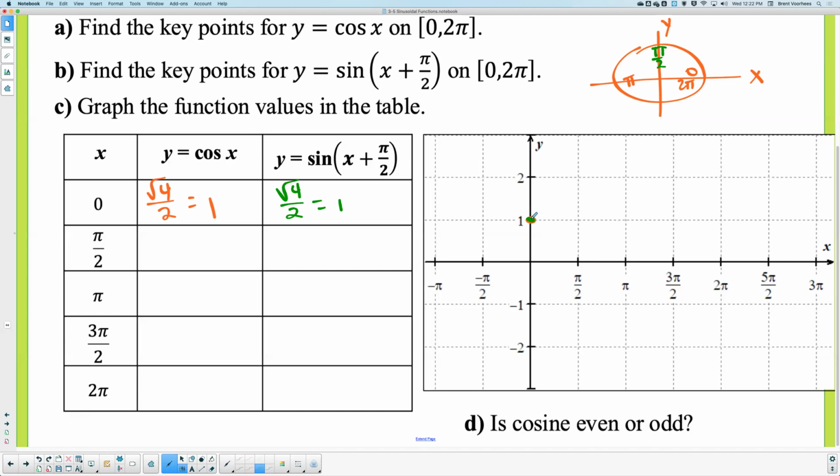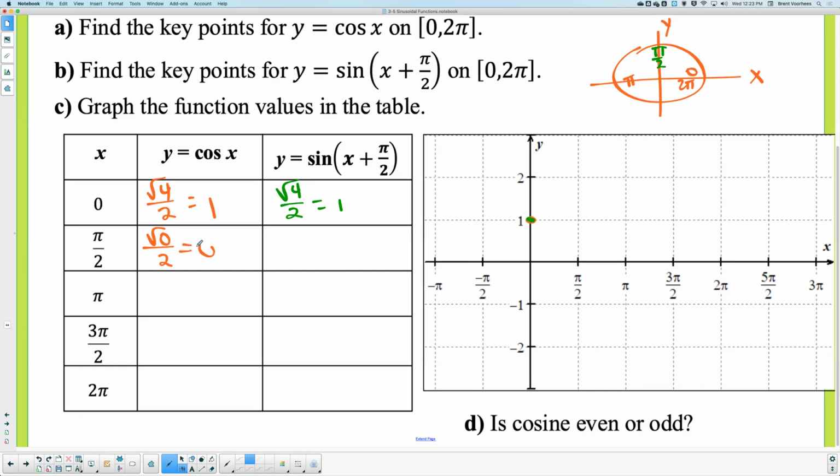Okay, let's find the next key value at pi over 2. So we're plugging in pi over 2 this time. So what is the cosine of pi over 2? Which finger do I use for pi over 2? Bend your thumb, flip your hand. How many x fingers do you have at pi over 2? Not 4. How many x fingers? 0. So it's the square root of 0 over 2. What is the square root of 0? 0. And 0 divided by 2 is 0.